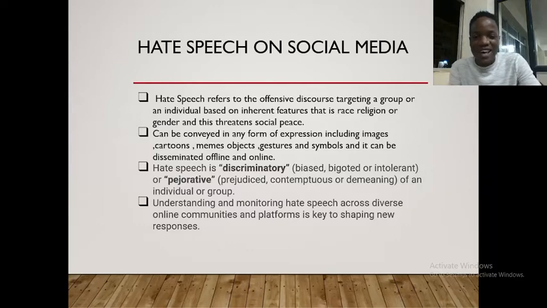Understanding and monitoring hate speech across diverse online communities and platforms is the key to shaping new responses.